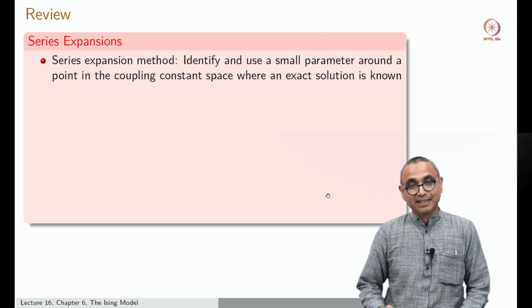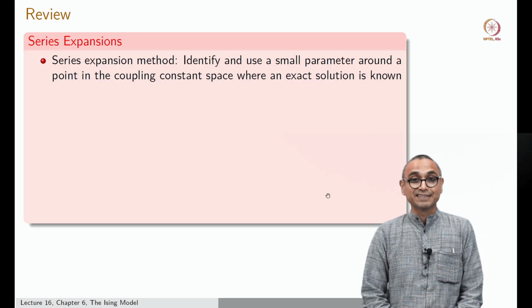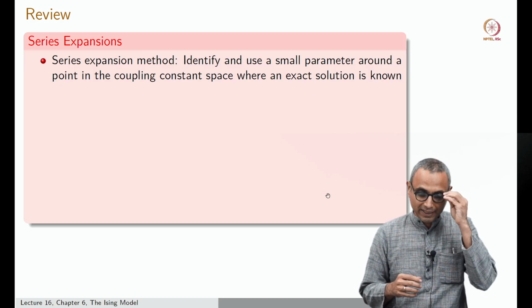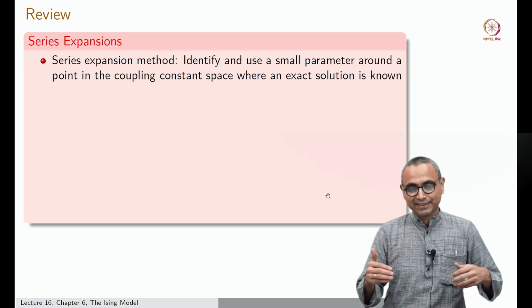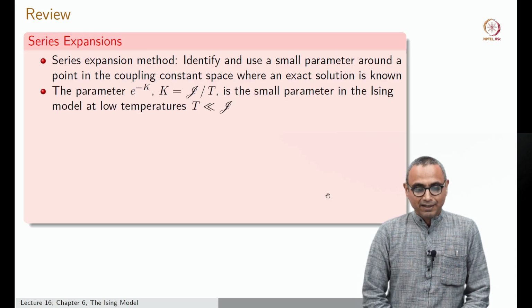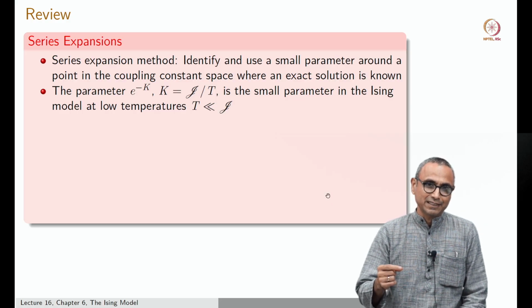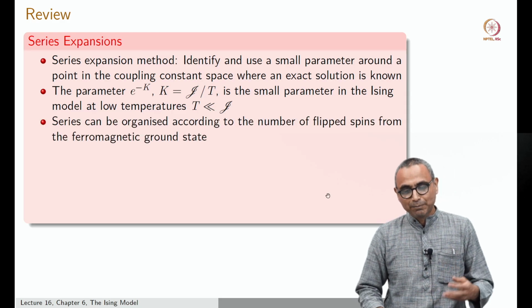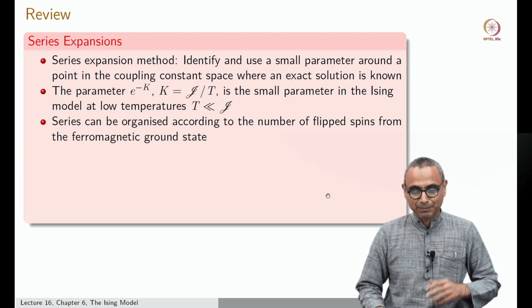In the last lecture, we had discussed the series expansion method. The idea was to identify some small parameter around a known solution and try to find the physics around that regime by using the small parameter that emerges. In the high temperature regime, we identified the thermal probability of excitation of a single spin as the small parameter, and we were able to organize the expansion in terms of the number of flipped spins.